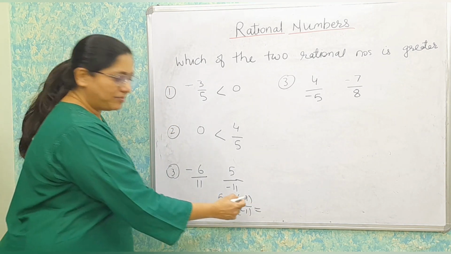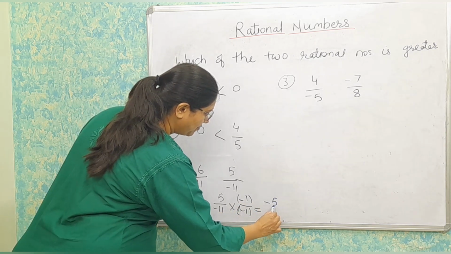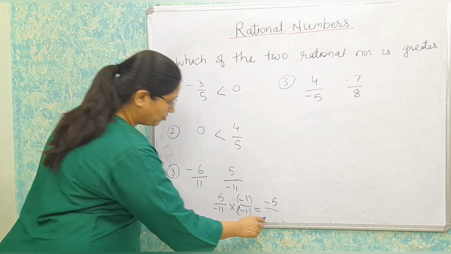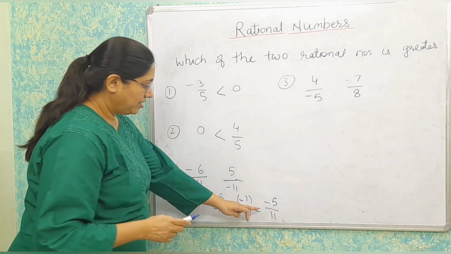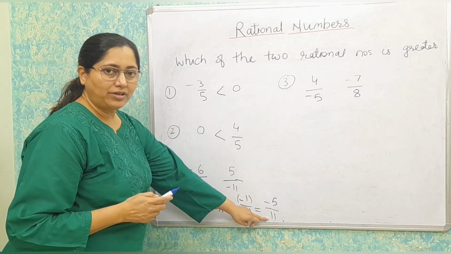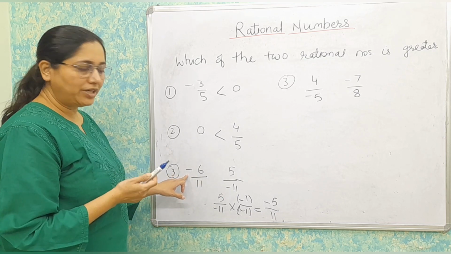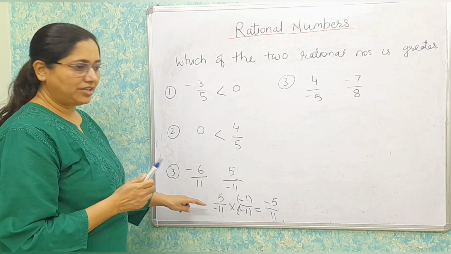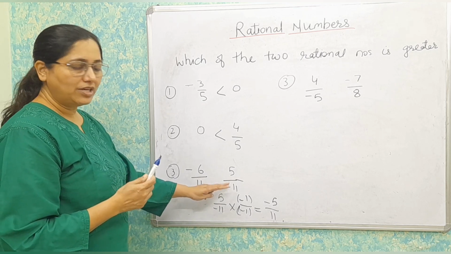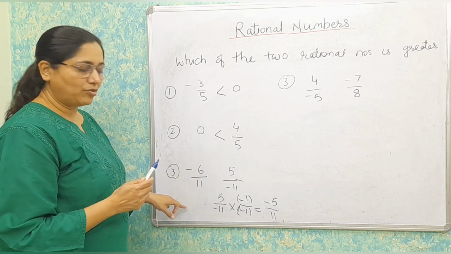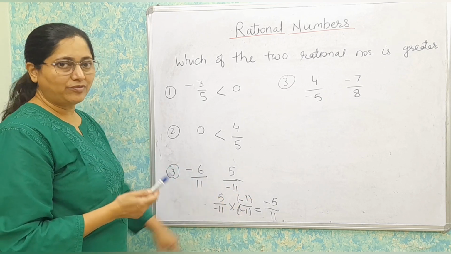5 multiplied by minus 1 is minus 5. And again, multiplication of two negative integers is positive. So in this way it becomes minus 5 upon 11. Now both the numbers have negative numerators and positive denominators, and the denominators are also the same. So we can say that minus 6 upon 11 is smaller than minus 5 upon 11.